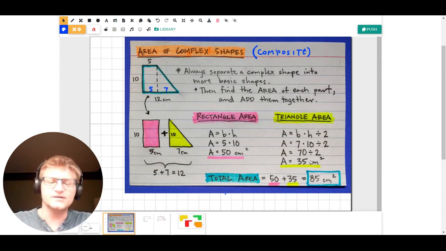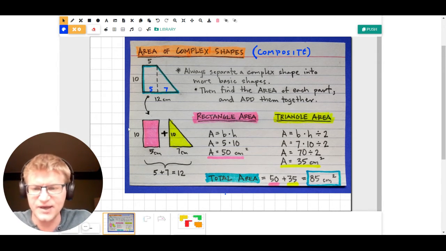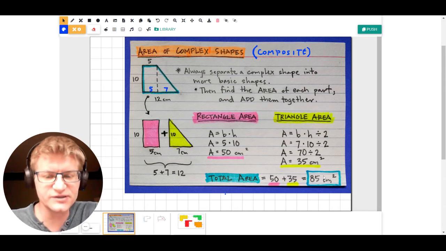So 35. So we've got two areas, the pink area, 50, the yellow area, 35, and we add them together, and we know that our total area of this blue shape right up here is going to be 50 plus 35 equals 85 centimeters squared.